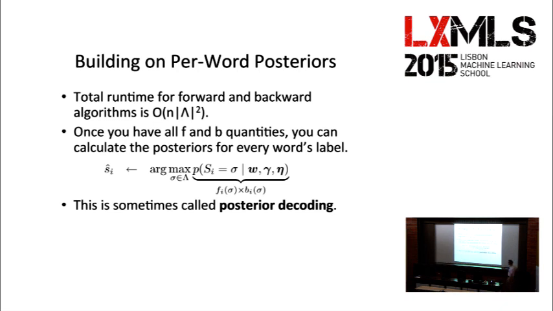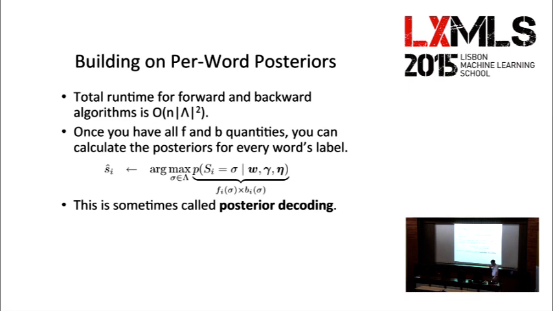Okay, so mathematically, given the posterior distribution over S sub i, the state at position i, pick the max, given everything else. And just call that S hat sub i. And now you've decoded the sequence. This is called posterior decoding. You're using the posterior.